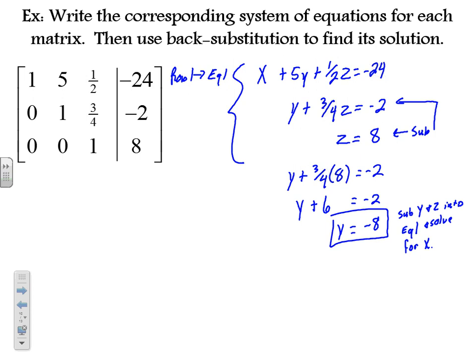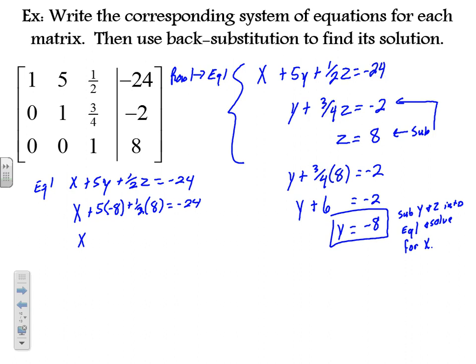Now I'm going to take the values that I have for y and z and go to equation 1, and I'm going to substitute those into equation 1. So equation 1 is just x plus 5y plus 1/2 z equals negative 24. So let's substitute our numbers in here. So x plus 5 times negative 8 plus 1/2 times positive 8. So 5 times negative 8 is negative 40, and half of 8 is 4.